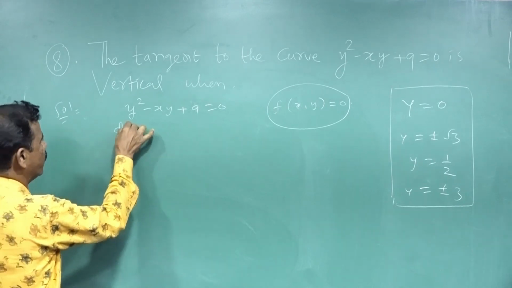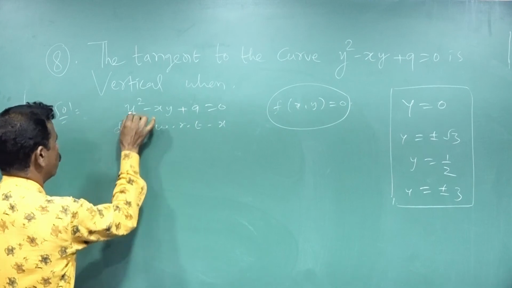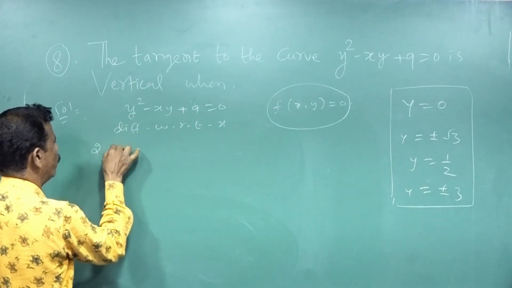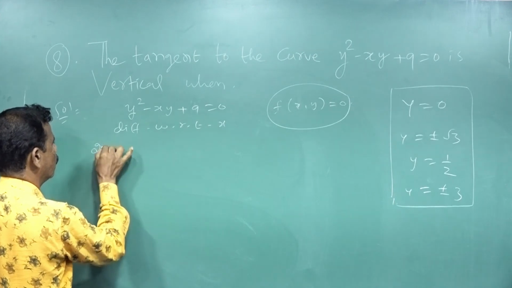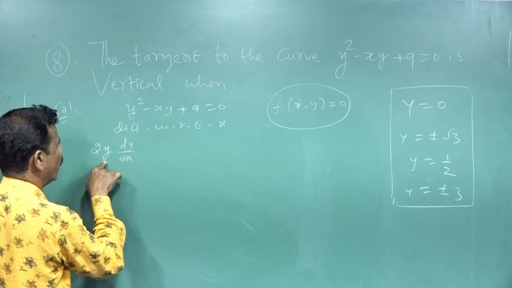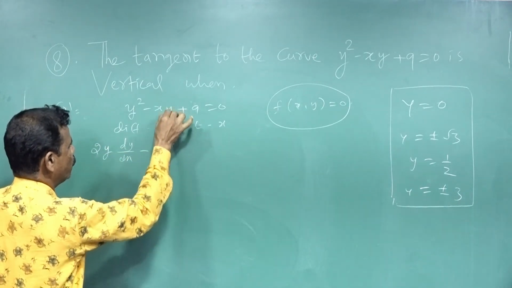So differentiate with respect to x. So y square derivative is 2y dy by dx. Y square is 2y, y derivative dy by dx, minus of x into y, by the uv method.